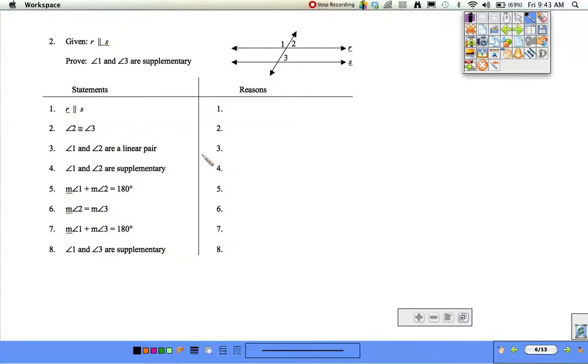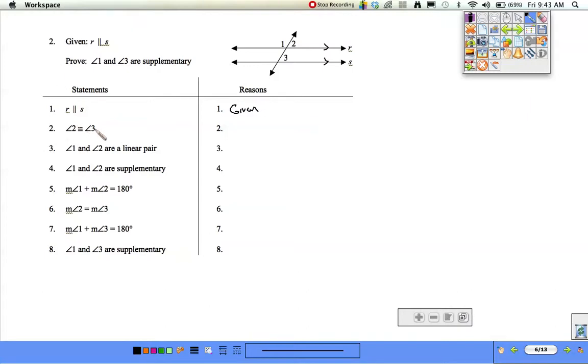Proof number 2 for practice 1. All we are given in this proof is that R is parallel to S. Again, I will mark the picture with what I am given. Then I look for relationships in the angles that are created by these lines.